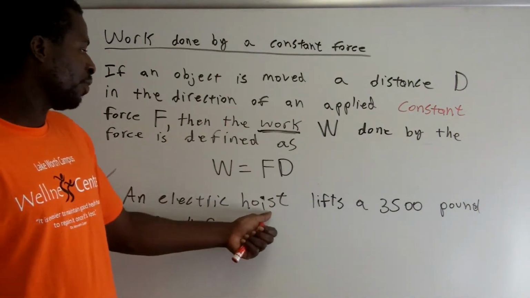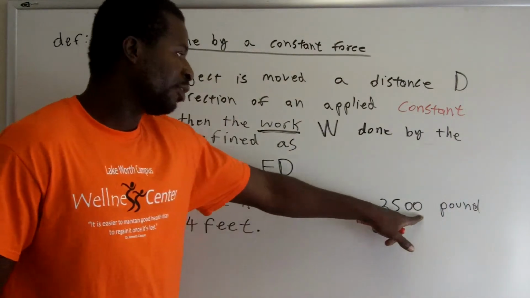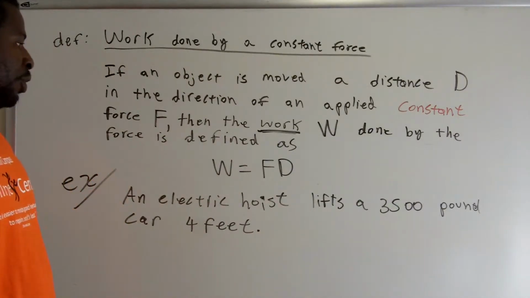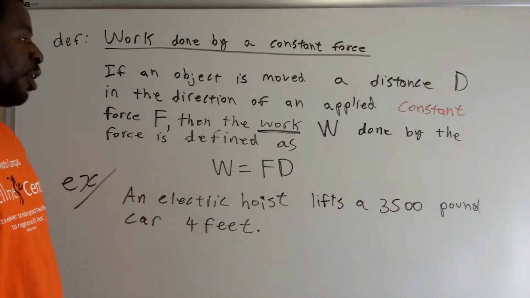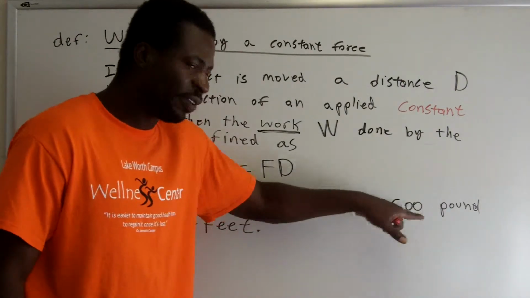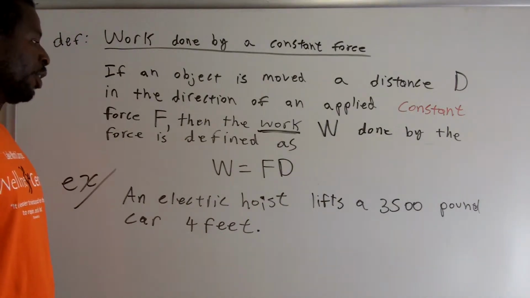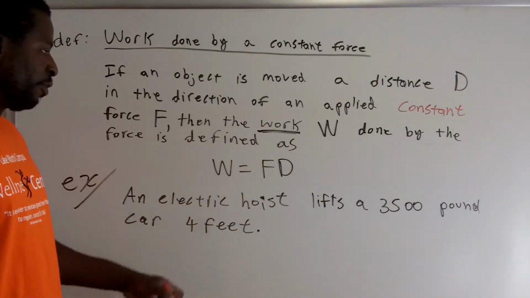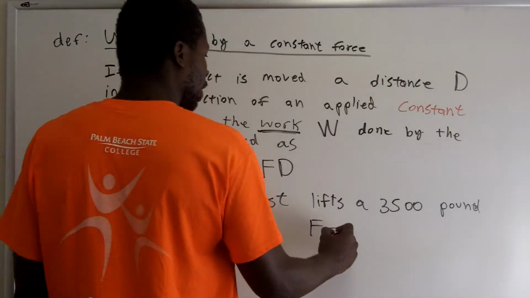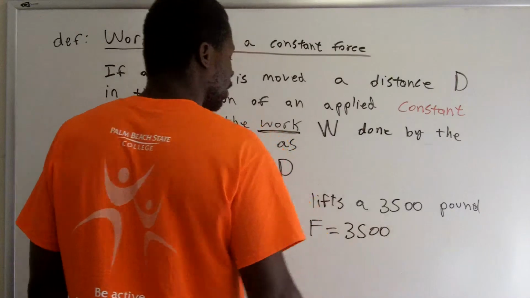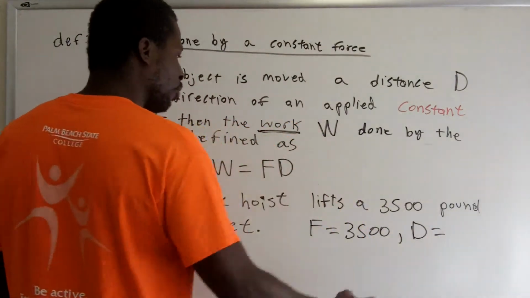So the force is the force of the hoist. Since the car weighs 3,500 pounds, in order to lift the car, the hoist has to overcome the weight of the car. So the hoist is applying 3,500 pounds of force to the car in order to lift it. And it's going to lift it 4 feet off the ground. So we see that the force being applied to lift this car is 3,500, and the distance it's going to be lifted is 4 feet.